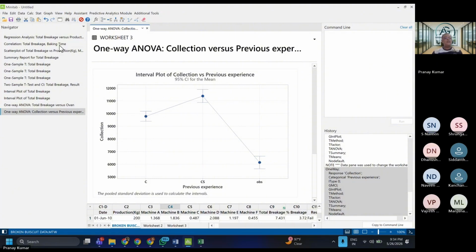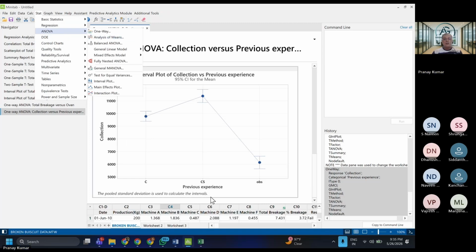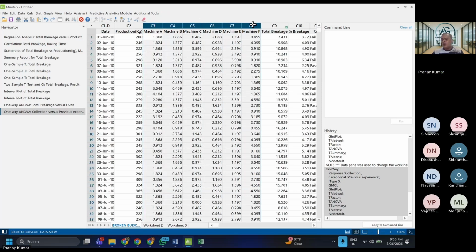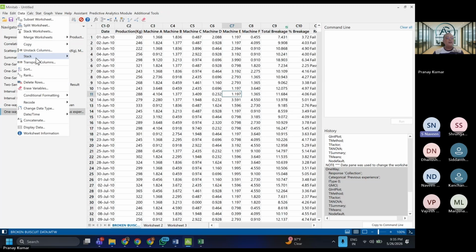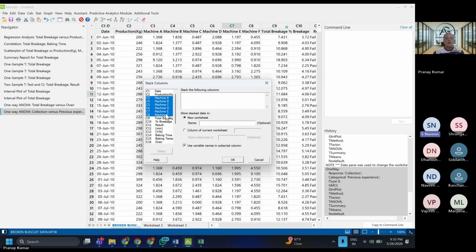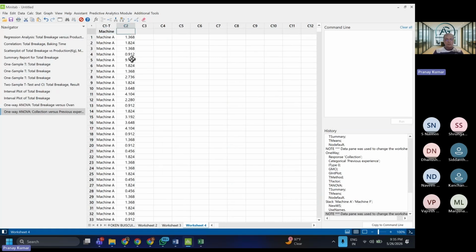Okay, understood. Now let's look at a different example. I will have to stack the data. Give me 1 minute. If you see, machine-wise data is given here. This new Minitab does not allow unstacked information. So we will have to first stack the data. I go to data, stack columns. So I will have to put all of them together. I selected this. Pressed OK. So this is my machine. This is my breakage.